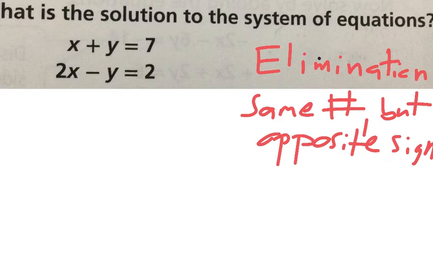So here we're going to start you with an easy one. In this one, the y's have the same number, but they're opposite signed. So we're going to go ahead and combine our equations because that will eliminate the y's right at the get-go. Y minus y is 0. It's gone.